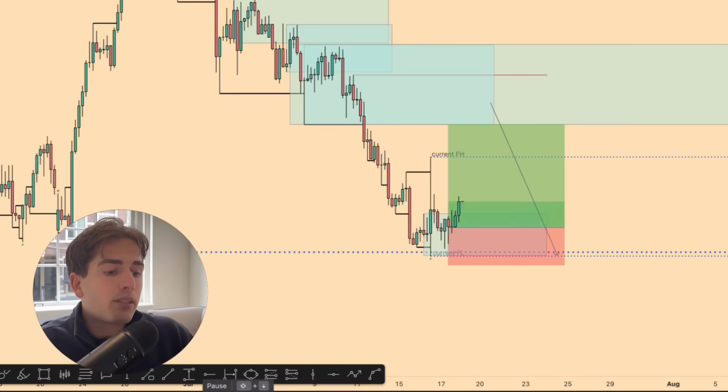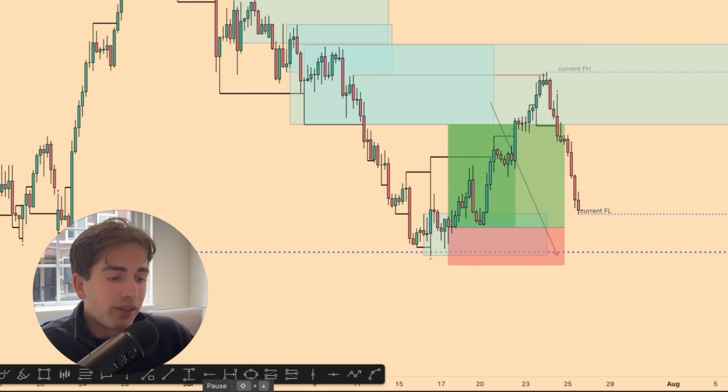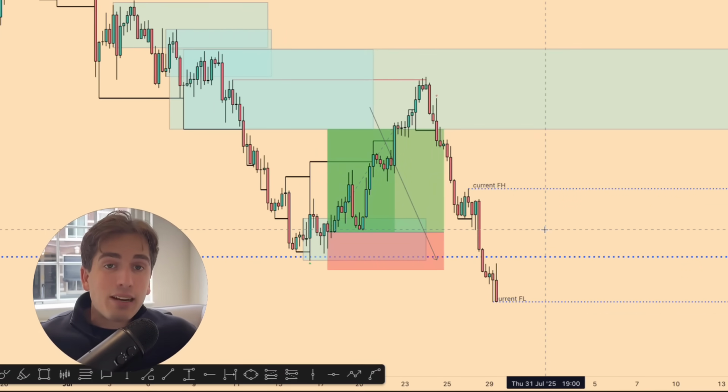What you then see happening is that the market continues up higher, back up towards that supply zone, and then from there eventually we head back down lower for another TP hit. This is how to trade with liquidity.